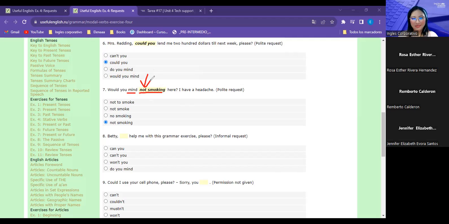Ok, déjenme volver a explicar esto. Si dijéramos no smoking, te importaría no fumar, pero no lo estoy redactando como verbo. ¿Sí? Te importaría no fumar acá. Como es un verbo el que estoy redactando, no puedo ocupar el no porque es una negación nada más, sino que en el caso de verbos se convierte esto en verbo, no en simplemente un nombre de no fumar, sino en una acción. Necesito ocupar el not, no puedo ocupar el no.